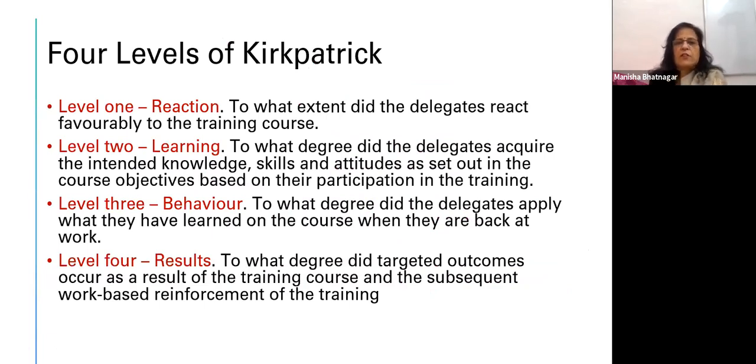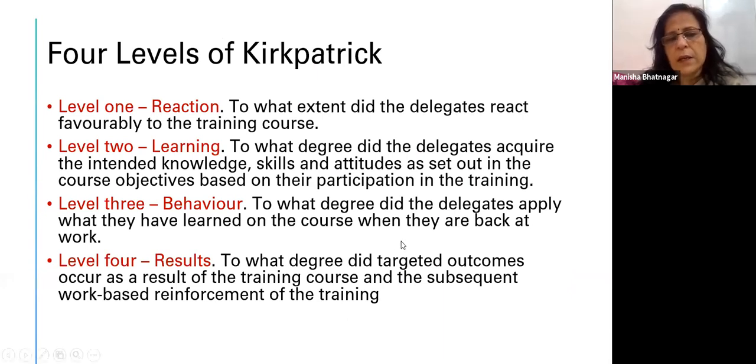So the four levels of Kirkpatrick are, let's go through it again. First is the reaction level. To what extent did the delegates react favorably to the training course? This is the basic question that you ask.